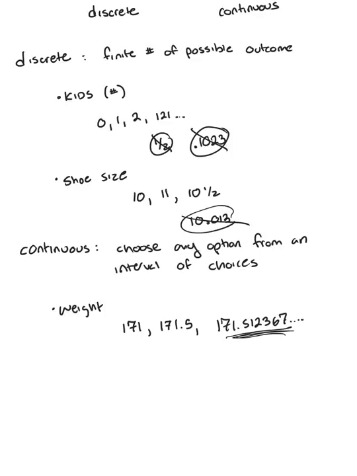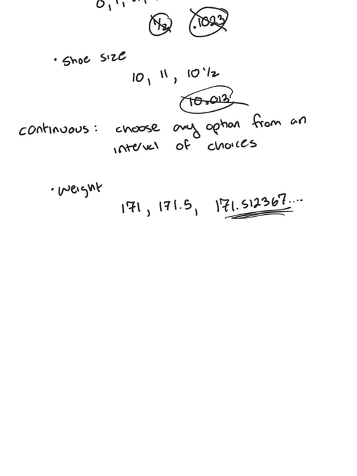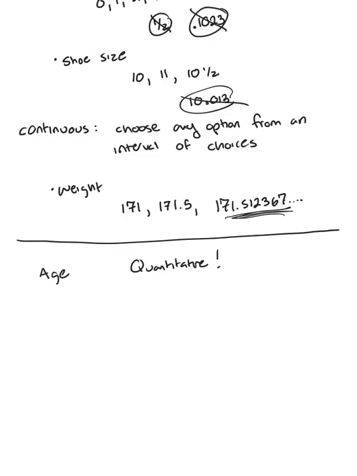Now, sometimes it's hard to tell between discrete, where we have finitely many options, and continuous, where we have infinitely many options. So let's go ahead and look at an example here. Let's start by talking about a really good one. Let's talk about age. Now, if I ask you your age, that's definitely a quantitative variable, so we know that, which is good. So the only question is, is it discrete or continuous?